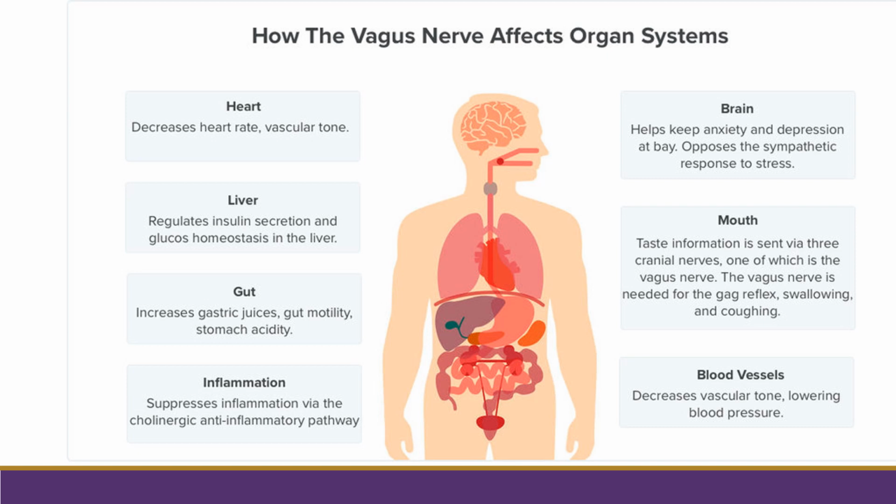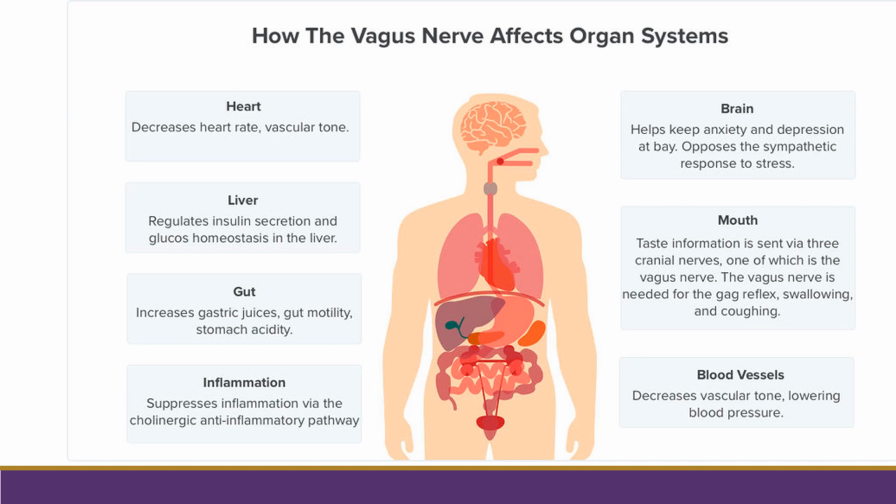The gut, of course, is going to increase gastric juices, gut motility, stomach acid. So just think of what the parasympathetic system does here. Inflammation: it suppresses inflammation via the cholinergic anti-inflammatory pathway. This is one of the things that they're looking at with the vagal nerve stimulator, the idea that it is dampening TNF, or tumor necrosis factor, which is inflammatory, and then for some reason stimulating IL-10, the anti-inflammatory aspects of that. So it's kind of interesting. Nerve stimulation, there are a lot of neat papers out there right now on that.